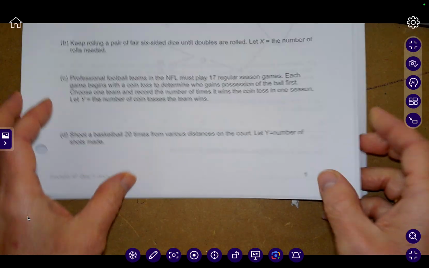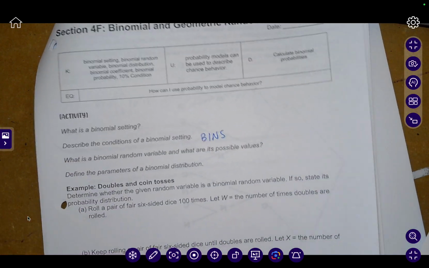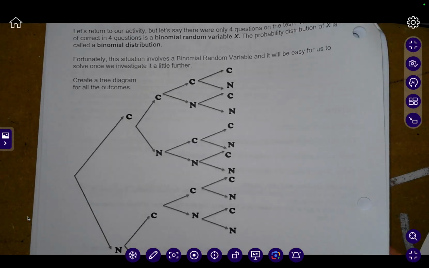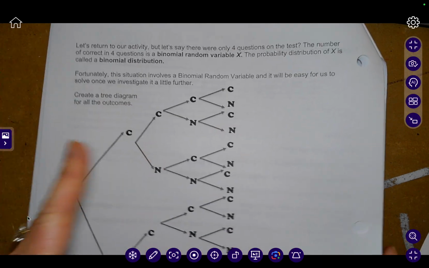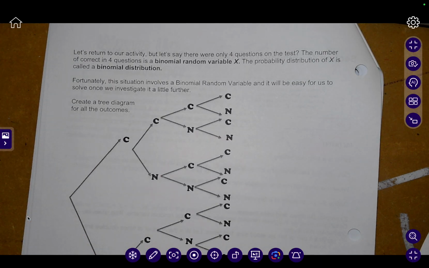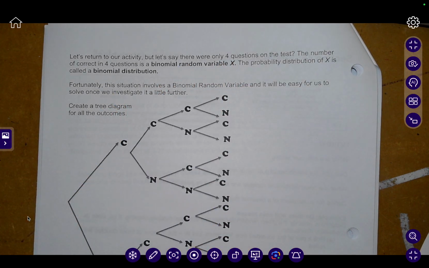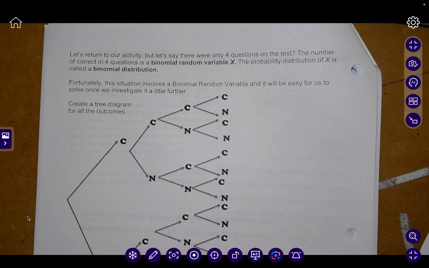All right. The activity involved taking a pop quiz, and basically you're either correct or incorrect. So this is going back over that activity. So it says, let's return to the activity, and let's say there was only 4 questions on the test. So the number of correct in 4 questions is binomial, because you're either correct or not correct.